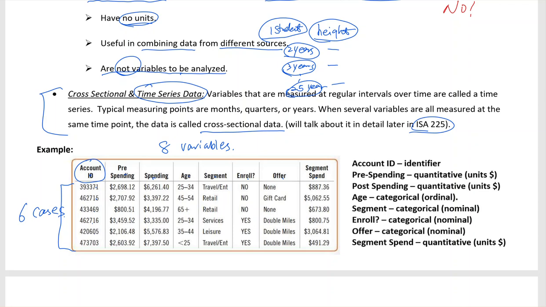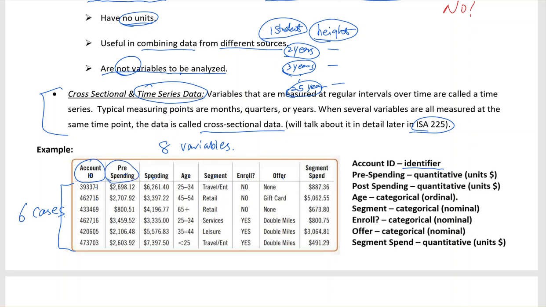Is the account ID a quantitative variable? It is numerical values, but it doesn't have units, right? And account ID is not very useful for our analysis. They are just numbers assigned to each account. You don't even need to average them; it doesn't make sense. So what is account ID? It is a unique identifier for each account. Got the idea?